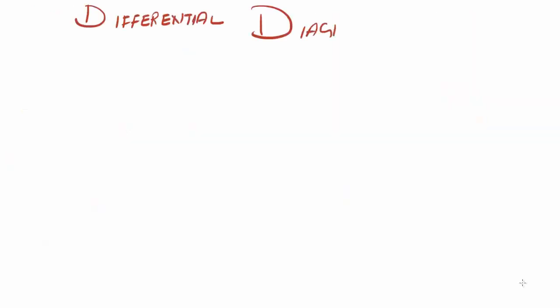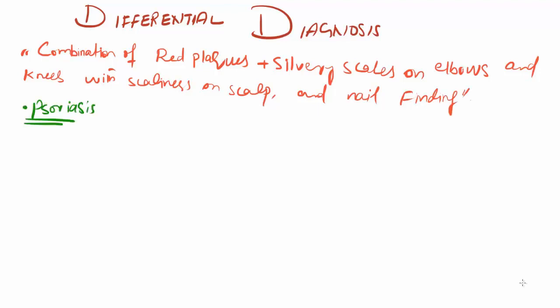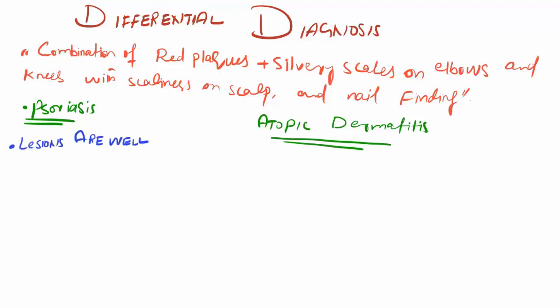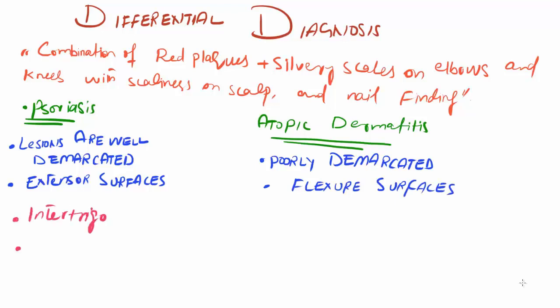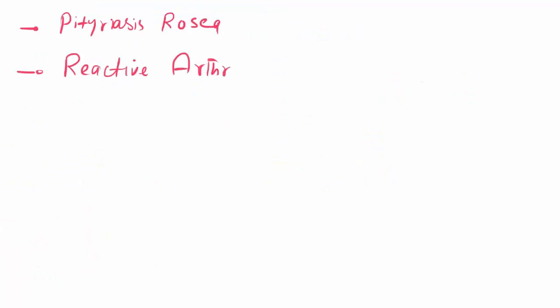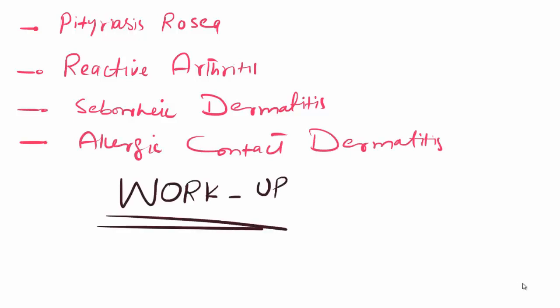Now, what are the differential diagnoses? Diagnostic features are a combination of red plaques with silvery scales on elbows and knees with scaliness in scalp, or there may be nail findings. Now, difference between psoriasis and atopic dermatitis. In psoriasis, lesions are well demarcated, and in atopic dermatitis, lesions are poorly demarcated. In psoriasis, it mostly affects extensor surfaces, while on the other hand, it affects flexor surfaces in atopic dermatitis. Other differential diagnoses include intertrigo, candidiasis, onychomycosis, pityriasis rosea, reactive arthritis, seborrheic dermatitis, allergic contact dermatitis.